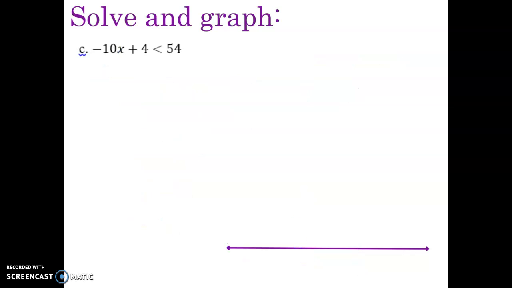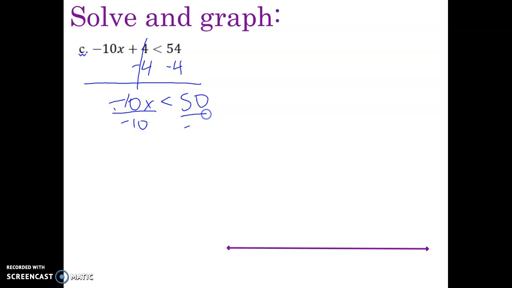All right, let's try this one. Negative 10x plus 4 is less than 54. Trying to get x by itself, so I'll work to move things away from the x. All right, now I'm dividing by a negative number. So look at what you wrote on your paper at the beginning. What do we need to do because you're dividing by a negative? You need to flip the inequality. So it used to be less than, and now it's going to become greater than because we divided by a negative number. We're going to flip the inequality.